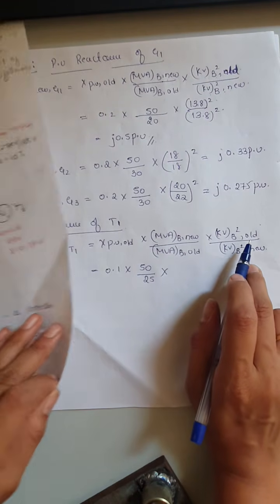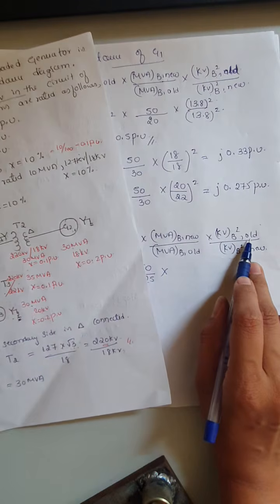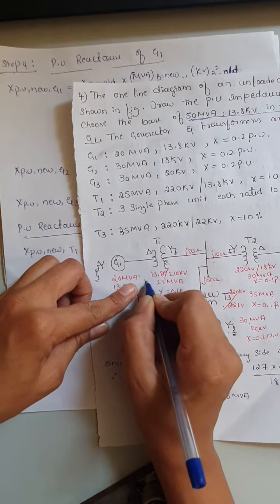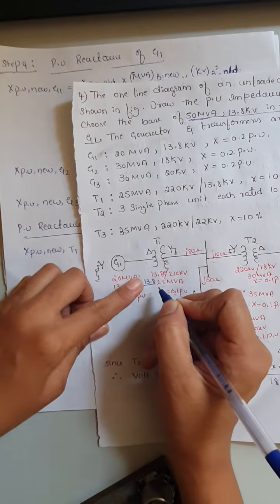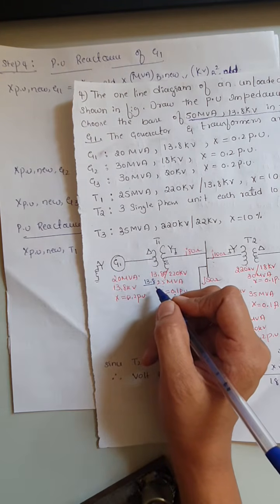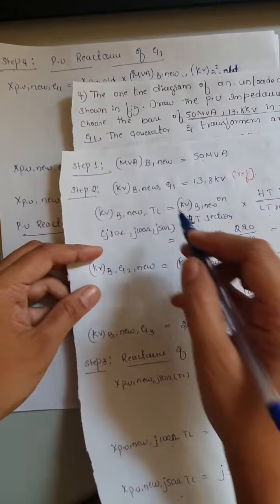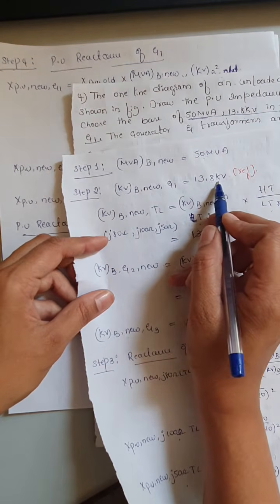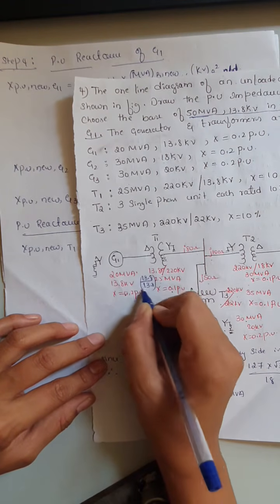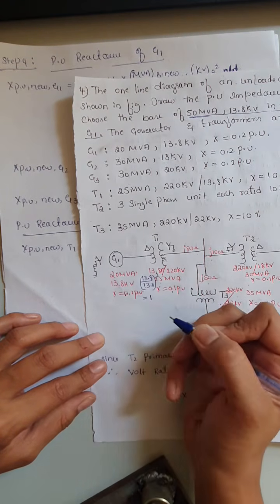So that will do it here. Kilovolt base new over old. First we'll do it for the primary side. The primary voltage value is 13.8 and this is connected to the generator. The generator new value calculated in step 2 is again 13.8 only. So 13.8 divided by 13.8, we'll get the answer as 1.